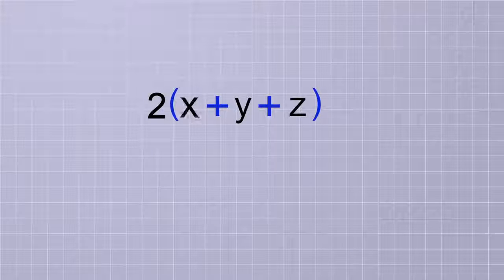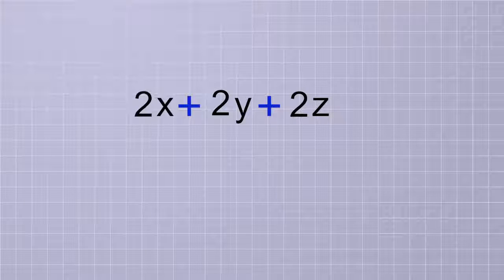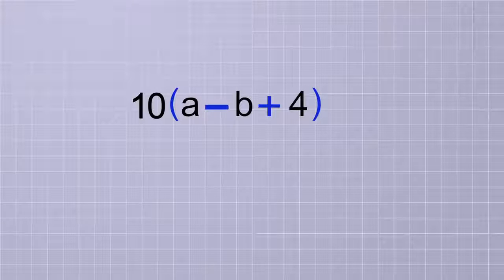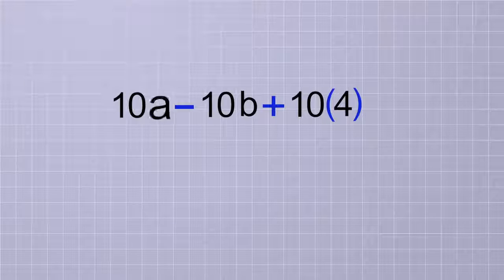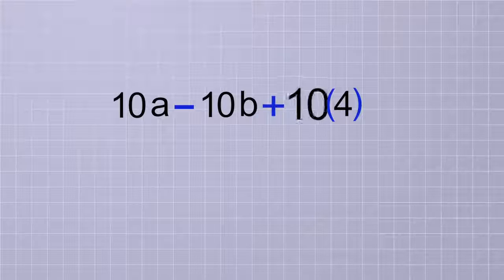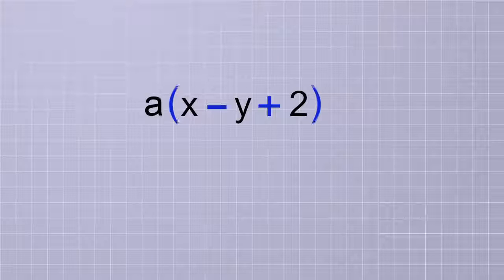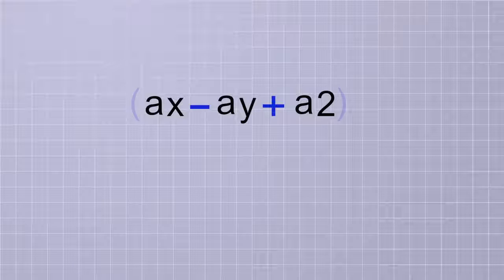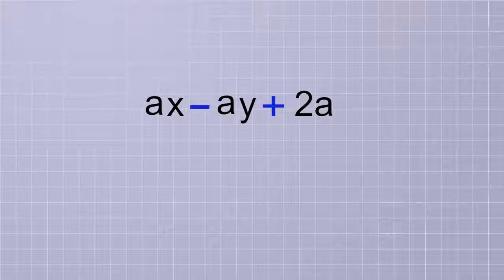2 times the group x plus y plus z can be changed into the distributed form 2x plus 2y plus 2z. 10 times the group a minus b plus 4 can be changed into the distributed form 10a minus 10b plus 10 times 4, which is 40. And a times the group x minus y plus 2 can be changed into the distributed form ax minus ay plus a2, or 2a, which is more proper.